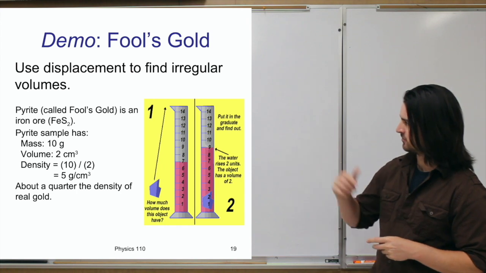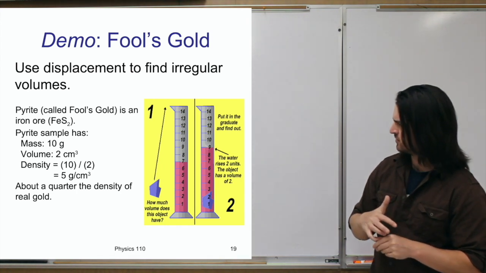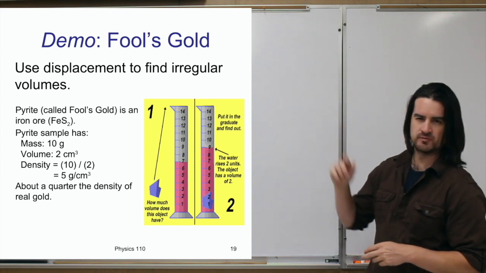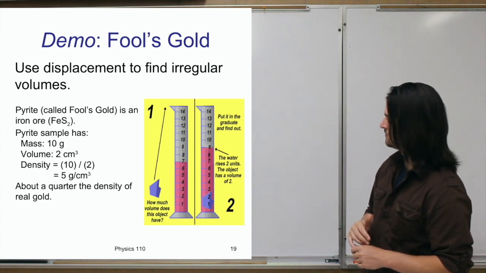This is an example of what we call fool's gold, or iron pyrite, which is actually just iron and sulfur. Kind of looks like gold.